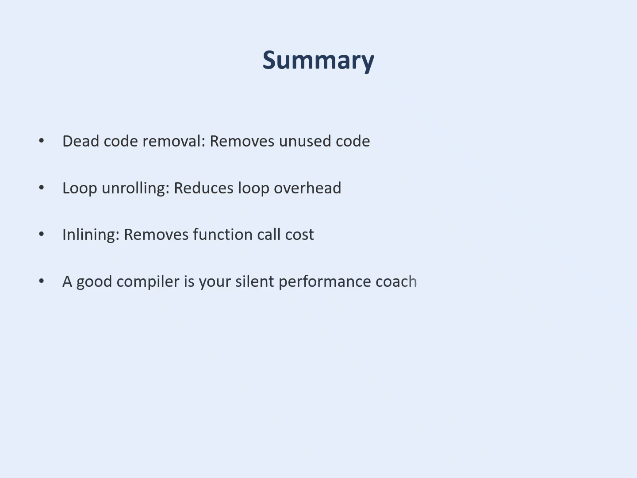So to recap, dead code removal gets rid of instructions that will never be used. Loop unrolling reduces the extra work loops do. Inlining eliminates the cost of function calls. Together, these techniques can make your code run significantly faster without you having to rewrite it. A good compiler really is your silent performance coach, making your programs leaner, faster, and more efficient.